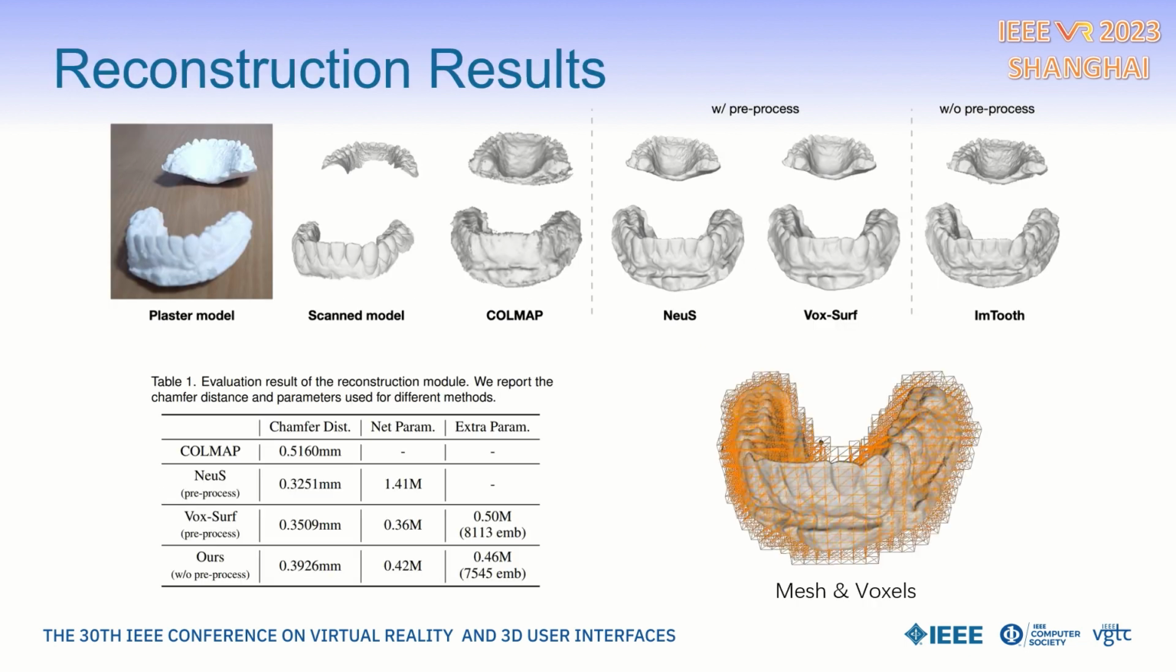For the reconstruction results, we compare our method with the traditional method, COLMAP, and recent implicit methods, NeuS and VoxSurf. As can be seen from the picture at the top, we can achieve comparable reconstruction performance without pre-process. And our method is able to recover more details of the tooth model. From the table, we show some quantitative results for comparison. We can achieve comparable performance with fewer network parameters and get rid of the need for pre-process. We also show the reconstructed voxels and mesh on the right.